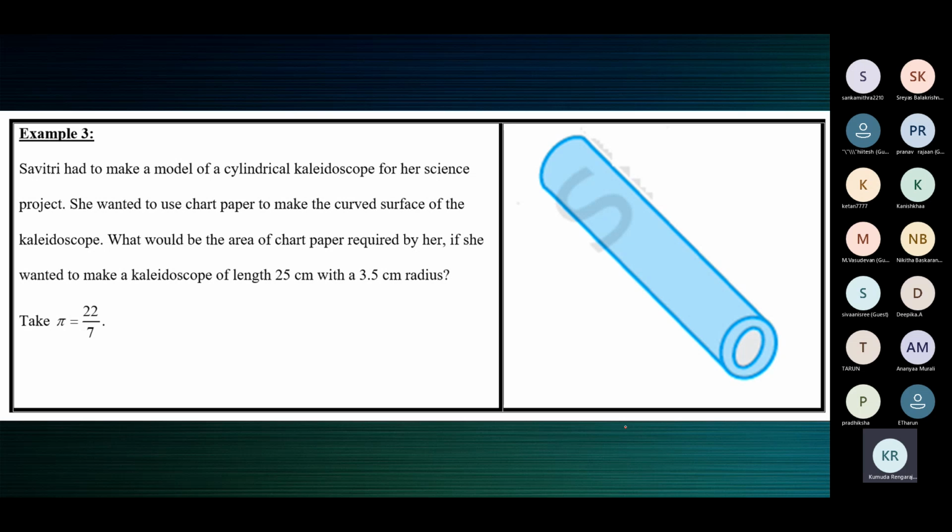So whatever is the CSA of the cylinder, if she wanted to make a kaleidoscope of length 25 centimeters and radius 3.5 centimeters. The length of the kaleidoscope is nothing but its height. The radius is given, it's cylindrical, you know the radius, you know the height, and chart paper is used only for the curved surface area. So you have to find the CSA of the cylinder.